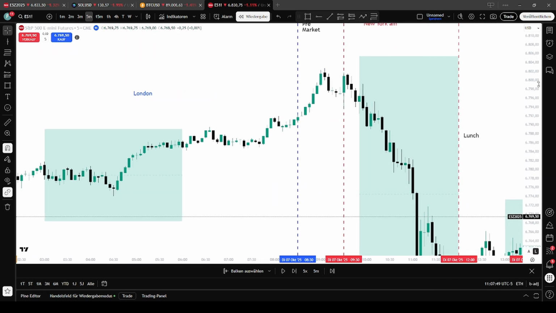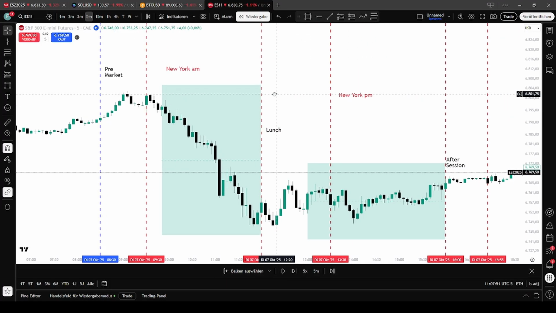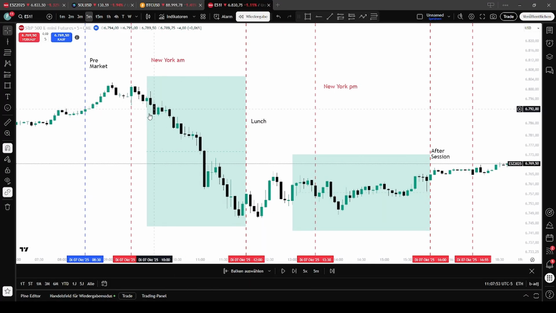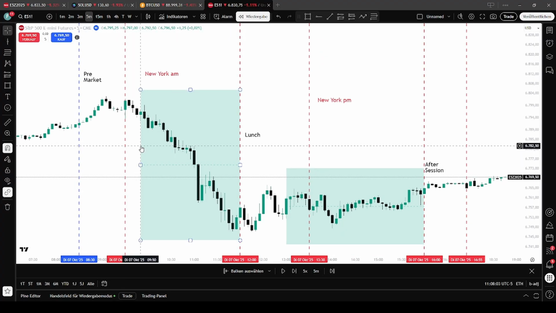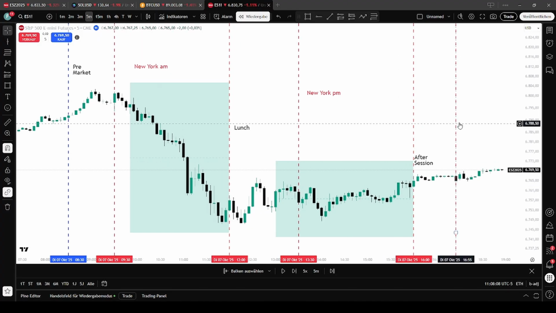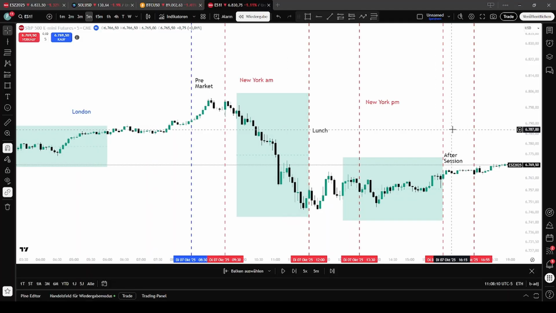Now let's get to New York, which brings the most volatility and liquidity. This is where the big sharks are active. The pre-session already starts at 8:30 a.m. and the New York AM session starts at 9:30 a.m. If you want to trade New York AM, I recommend waiting until 9:50 a.m. before looking for entries, because before that there is a lot of manipulation designed to confuse you.